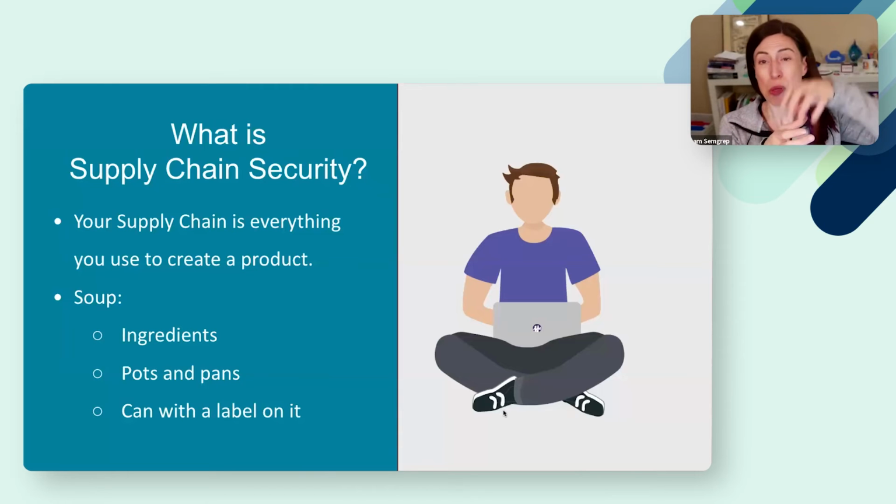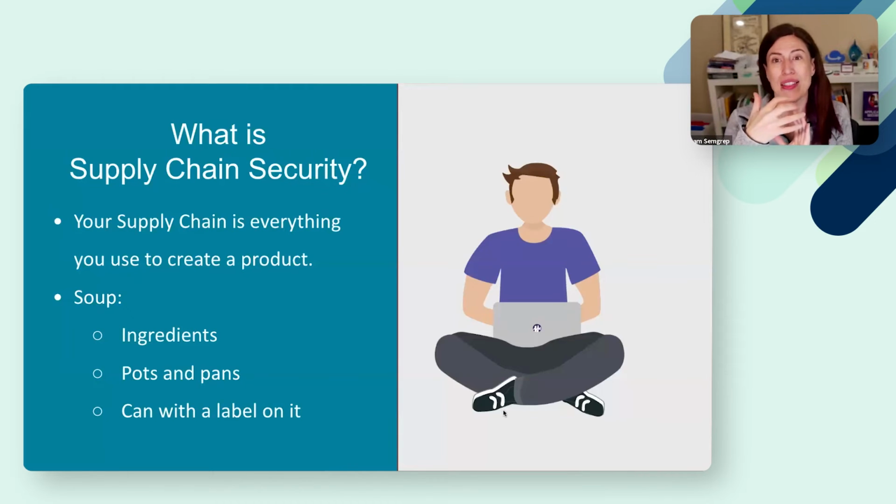Then you take that soup, you put it in a can. You put a label on the can. You put ink on that label to say what it is. There's glue to hold that label to the can. Every single one of those things is part of your supply chain, and you would need to keep every single part of it safe.